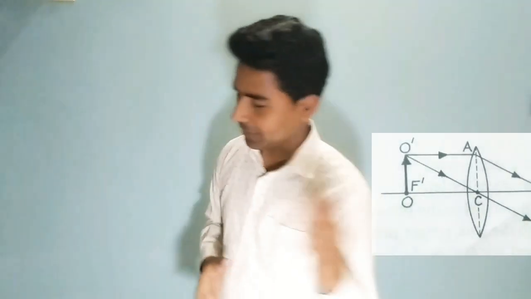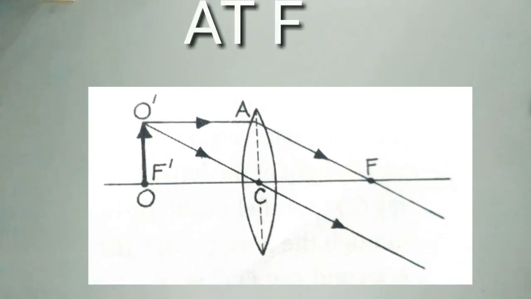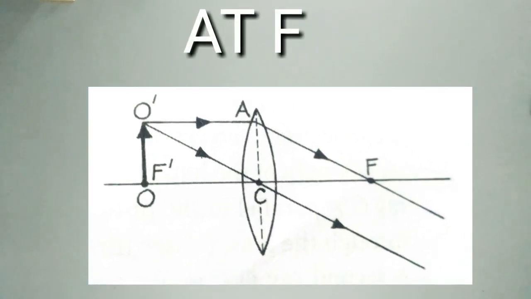Case 5, when the object is at focus, at f. At that time, let's see. When the object is at focus, the image is formed at infinity, still real, still inverted, but highly enlarged.